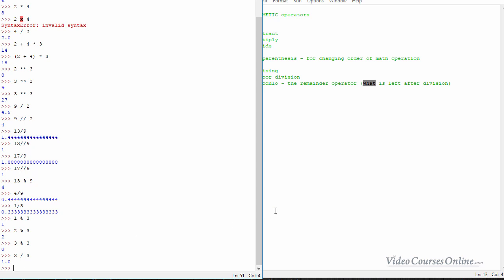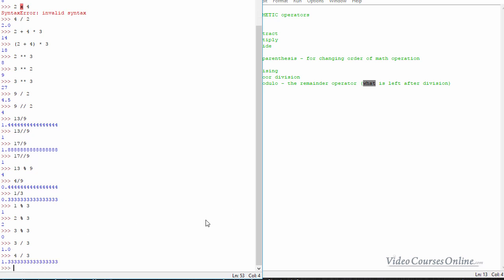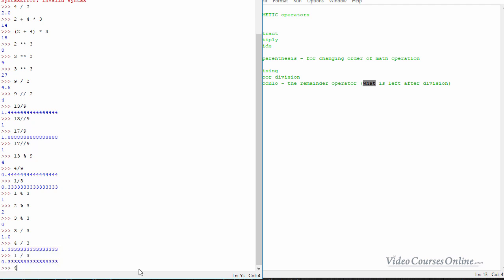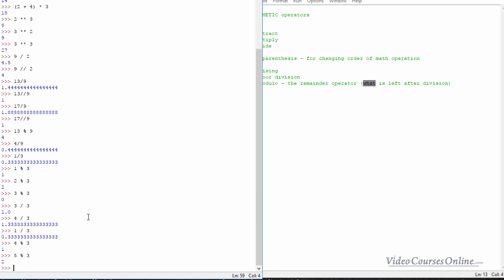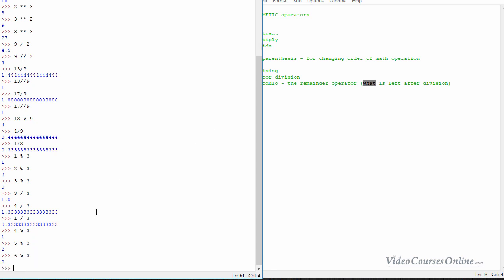But when we do something like 4 divided by 3, we still have a remainder. And we only look at this remainder. This remainder is really what? 1 divided by 3, right? So 4 modulo 3 is really 1, because it is what was left here, right? 1 was the numerator over the denominator. 5 modulo 3 is really 2. 6 modulo 3 is 0, and so on.